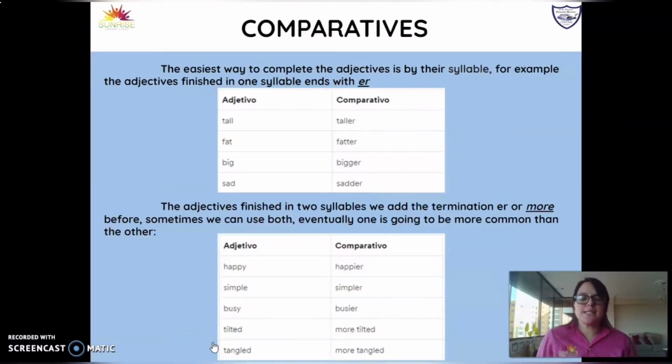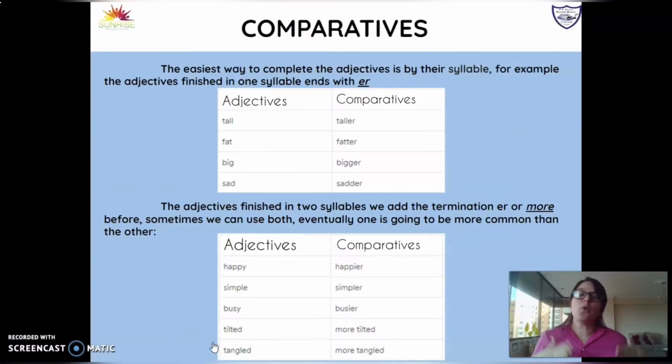Here we're going to see in depth how we're going to use the termination ER or the word more before the adjectives, okay? When we're talking about adjectives of one syllable, we're going to add the termination ER to the end of the adjective. Tall, fat, big, sad, all of those end with ER: taller, fatter, bigger, sadder.